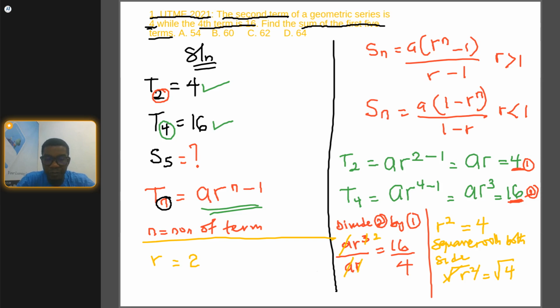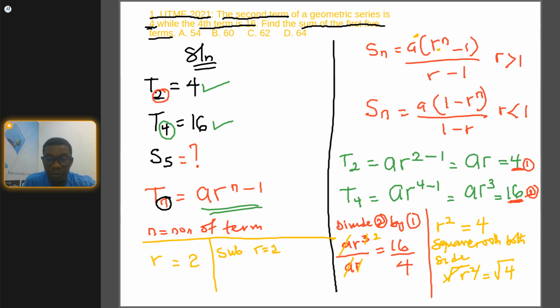Now, we are getting to the final answer already, but we have not gotten A. We've gotten R. And I said this is what we want to solve, actually, this formula. You need letter A and letter R. You've gotten letter R, but you've not gotten letter A. How do you get A? You have to substitute R equals 2 in either equation 1 or equation 2.